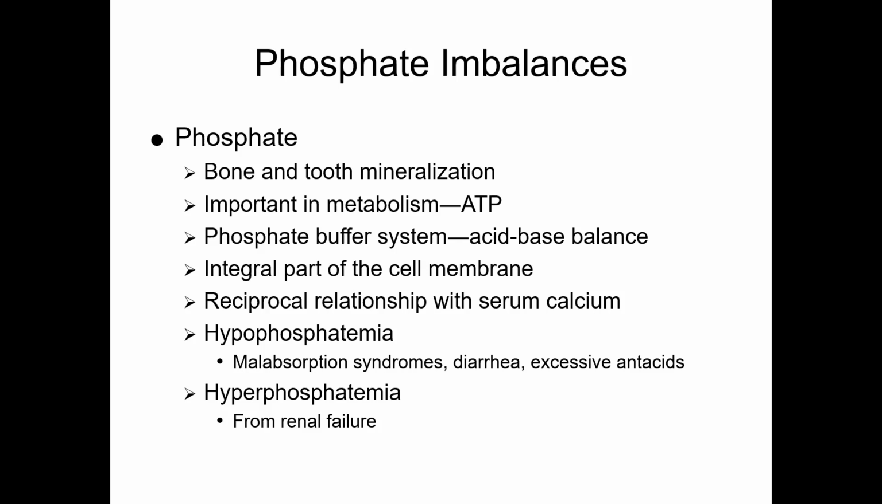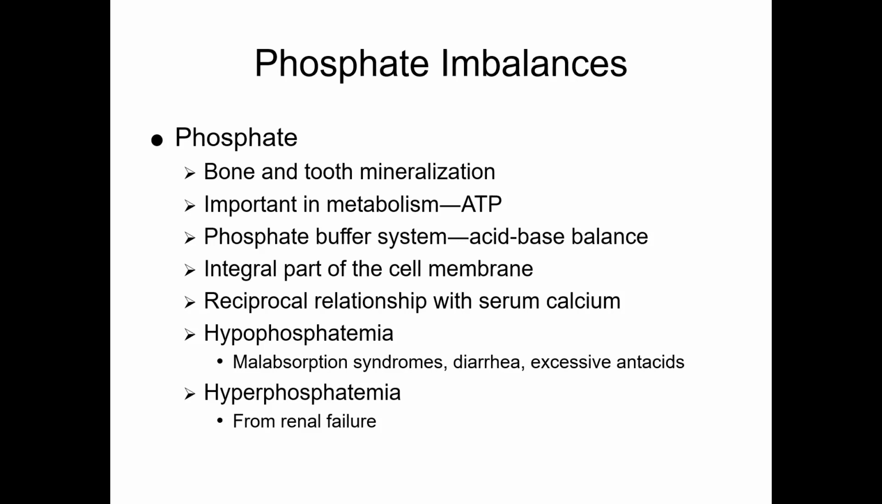Phosphate acts as the buffer system for acid-base balance and in the removal of hydrogen ions from the body through the kidneys. As an integral part of the cell membrane, it has an inverse relationship with calcium. Causes of hypophosphatemia are malabsorption, diarrhea, excessive use of antacids, alkalosis, hyperparathyroidism.